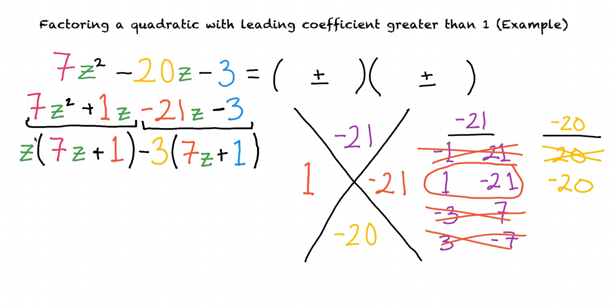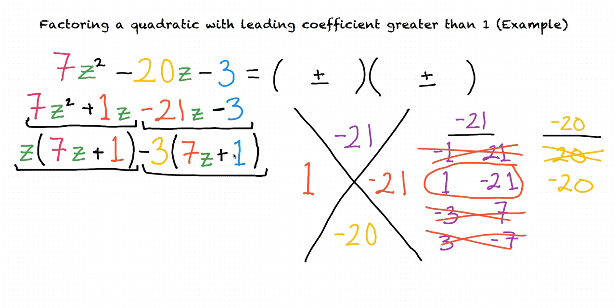At this point, we see that both of our terms have 7z plus 1 in them, so we can factor out 7z plus 1 from this term, and we can factor out 7z plus 1 from this term. It's kind of similar to how we factored out a z from both of these two terms and a negative 3 from both of these two terms. We're factoring out 7z plus 1 from both of these two terms.